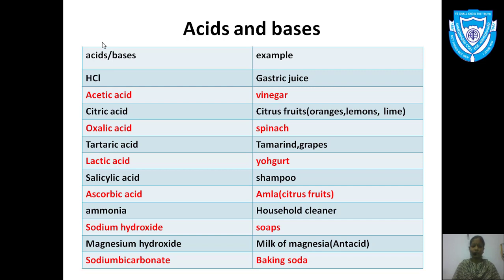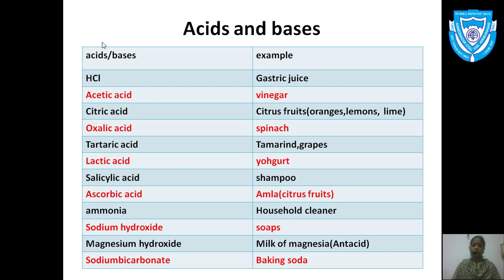These are the bases. Sodium hydroxide is used to make soaps. Magnesium hydroxide is also known as milk of magnesia and it is used in antacids. Sodium bicarbonate is known as baking soda and sodium carbonate is known as washing soda.